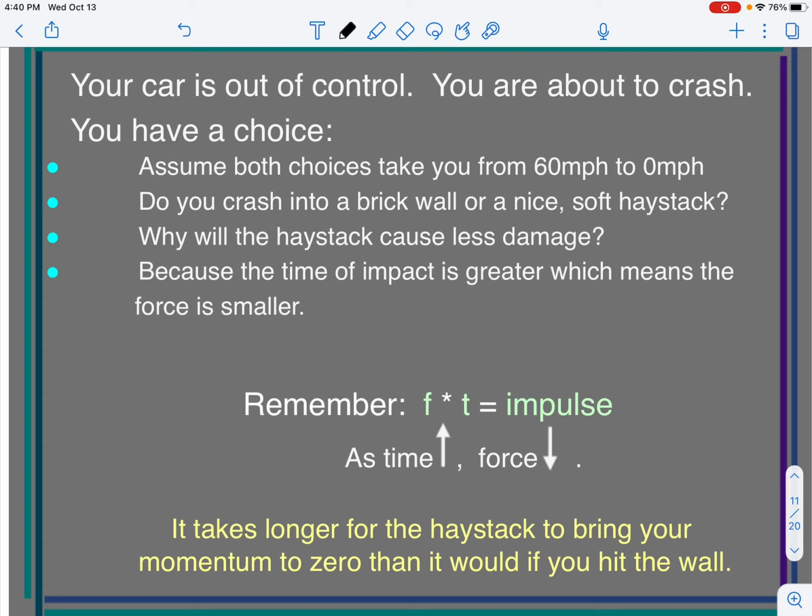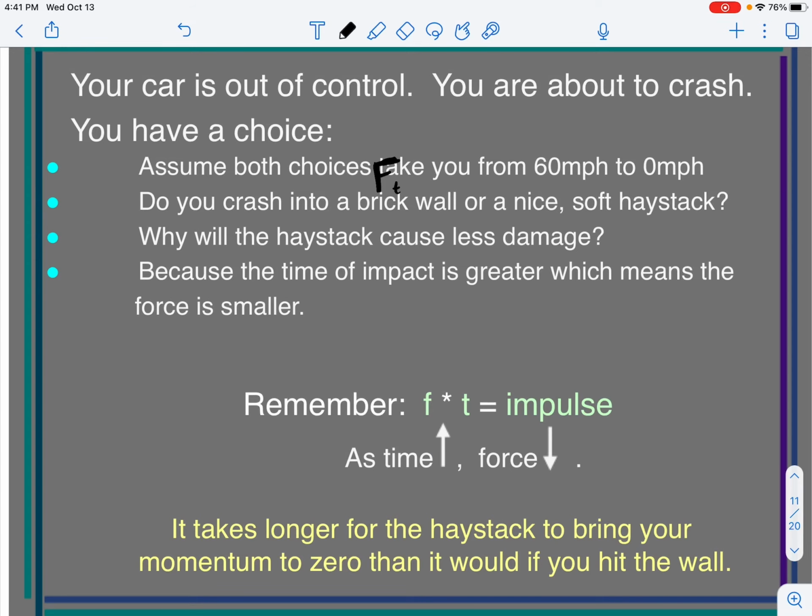When you come to a stop at the brick wall, that is instantaneous. It takes a very small amount of time to bring you to a stop. Therefore, the amount of force that is needed to stop you has to be a huge force. It's a big force to bring you to a stop so quickly because you're driving 60 miles per hour.